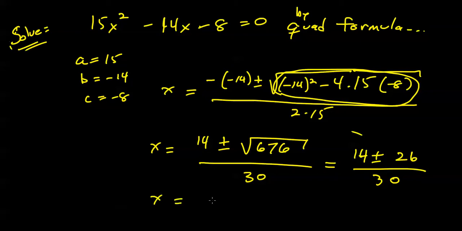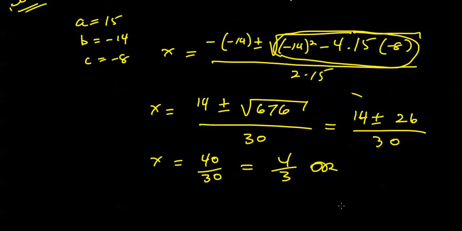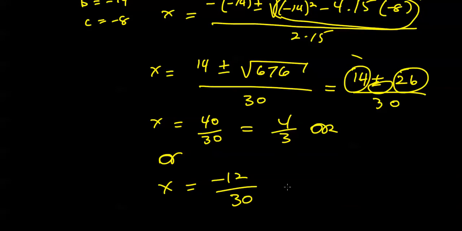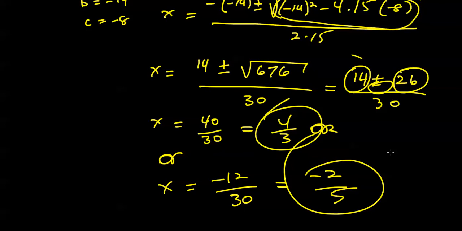14 plus 26 is 40, divided by 30 then is 4/3. Or, remember I've got another option here: 14 minus 26 is going to be negative 12 over 30, which reduces to minus 2/5. So here I've got two solutions: x equals 4/3 or minus 2/5.